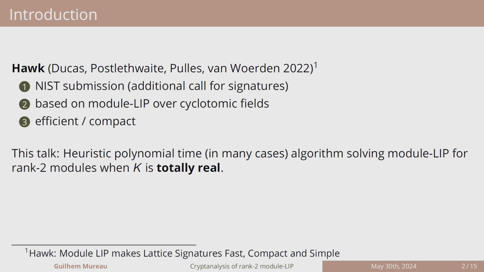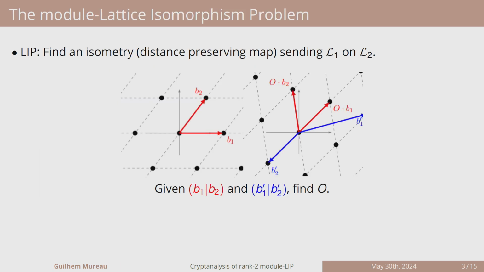In this talk, I will present a heuristic algorithm, which is polynomial time in many cases, solving module LIP for modules which have rank 2 and are over totally real fields. Let me emphasize that this doesn't break HAWK, because HAWK uses cyclotomic fields, which are totally complex fields, quite the opposite of totally real fields, in which the attack applies.